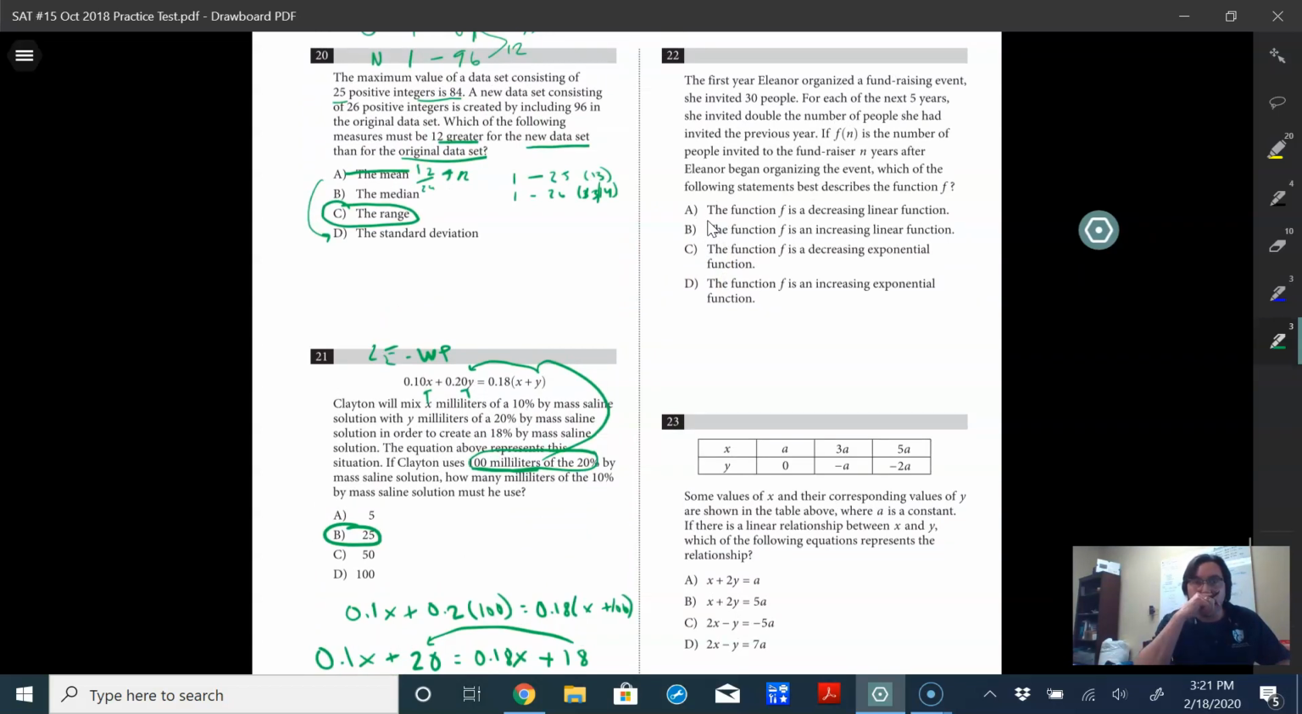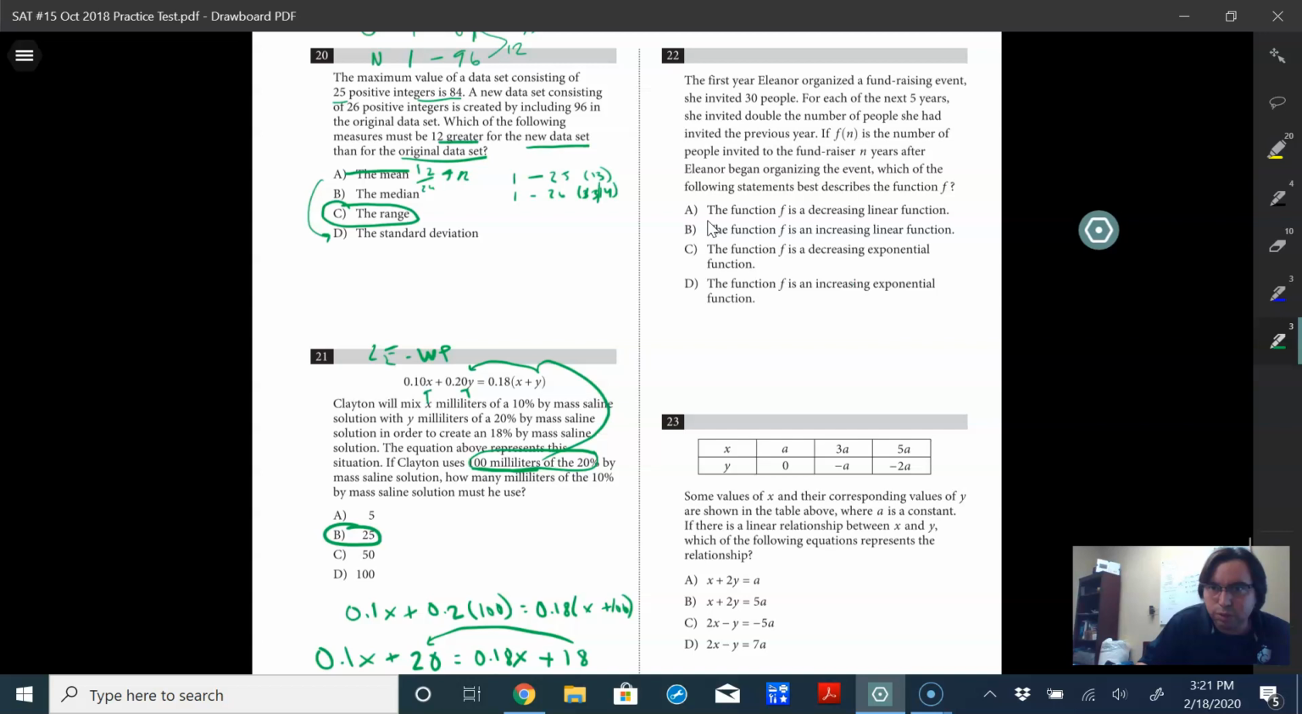Okay, let's look at number 22. First looking at the answer choices, we see we have linear, exponential, exponential. So we need to determine whether this is describing linear or exponential.